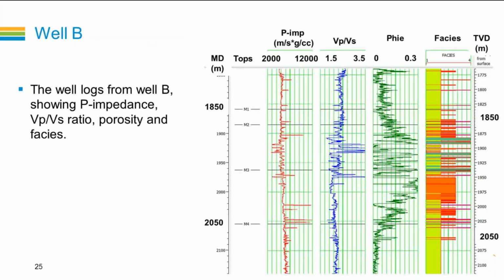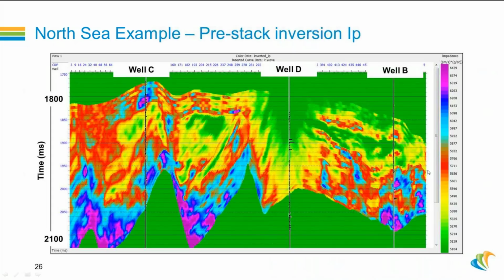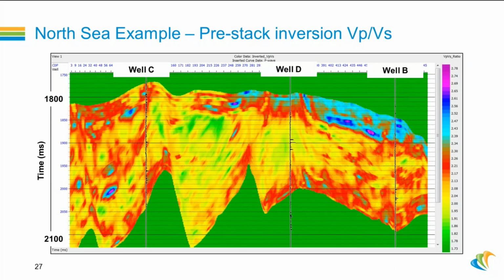So first of all, let's look at well B, showing P impedance, VPVS, and in this case, porosity and facies. And the dark green facies represent the oil sands. So here's the pre-stack inversion P impedance extracted from that line. The line I extracted from the 3D volume. And here is the pre-stack inversion VPVS.